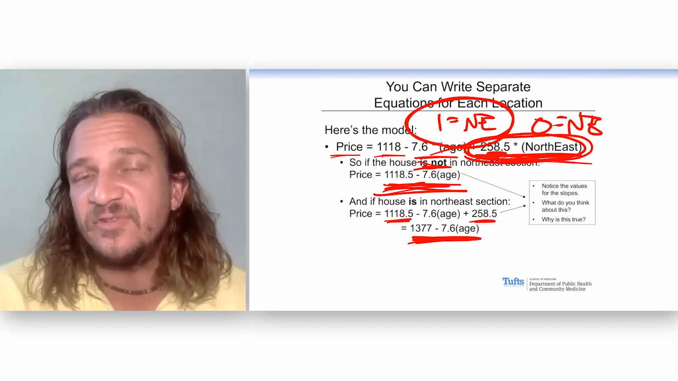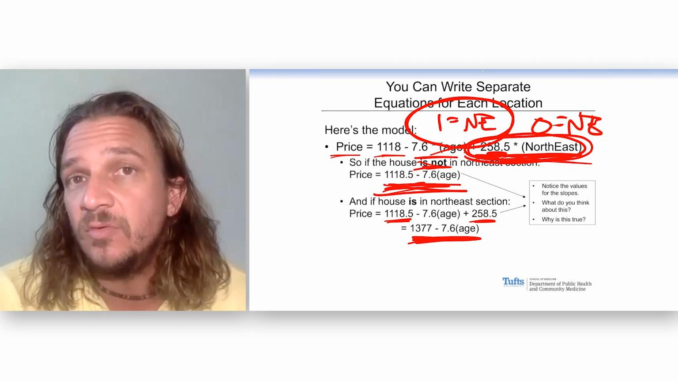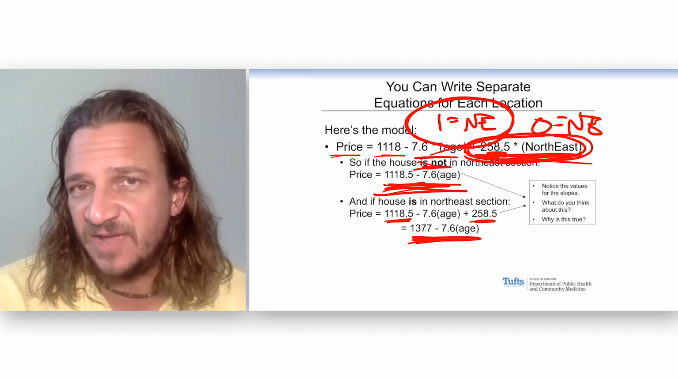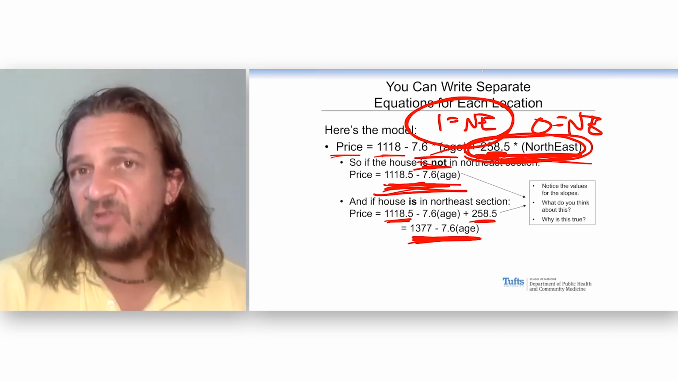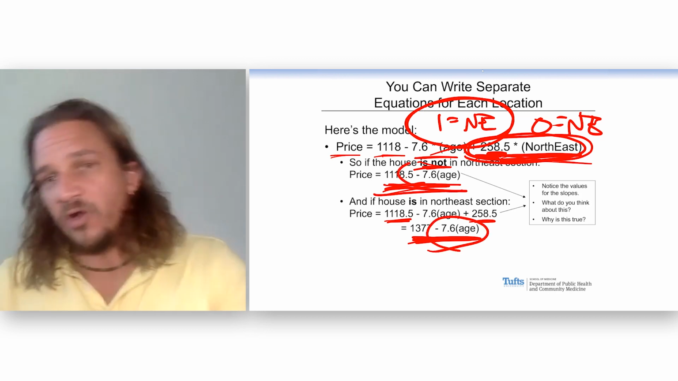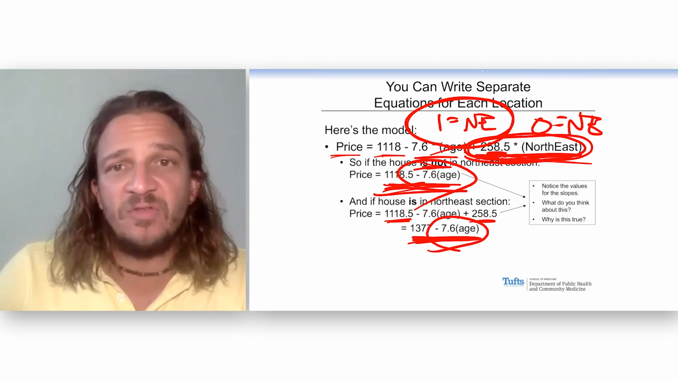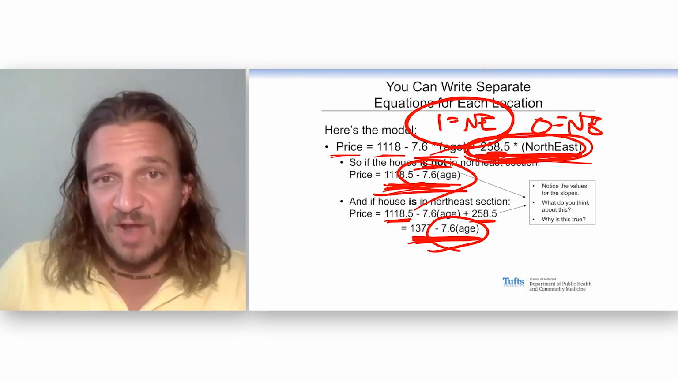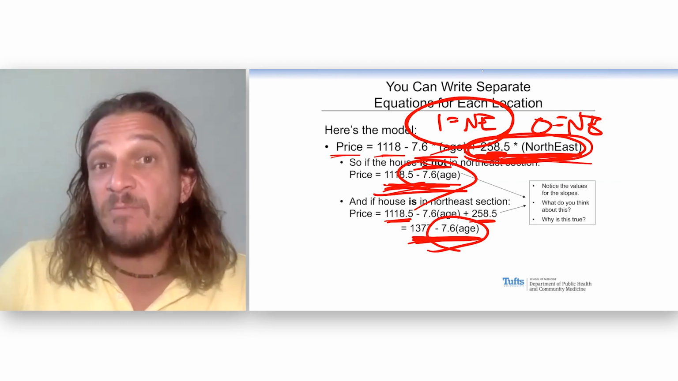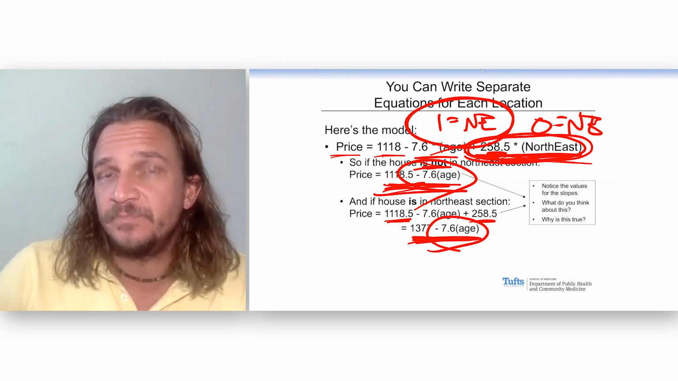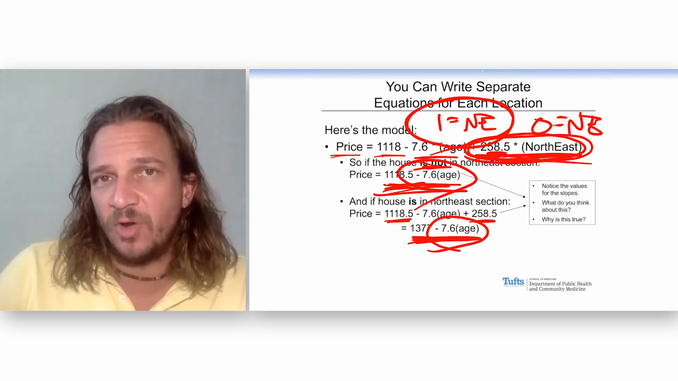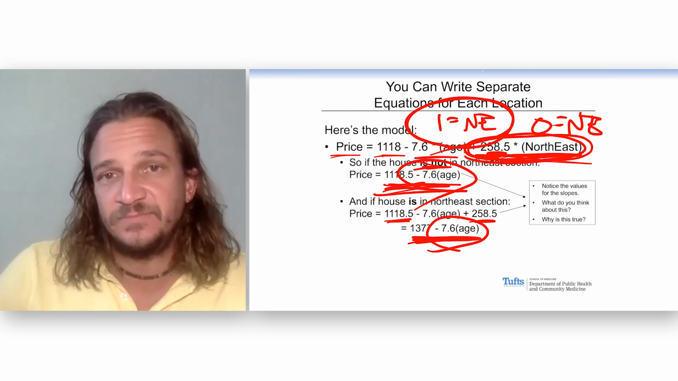I'll ask you a really interesting question. Why is this true? Why are the slopes the same? Pause it and think about that for a second. They're the same because you told Stata to fit a model where the slopes are the same. This is the model that you fit. You said regress price age Northeast. But what if this model is inappropriate for the data? This is so important. Do not mistake the map for the territory. You have to look at the data.